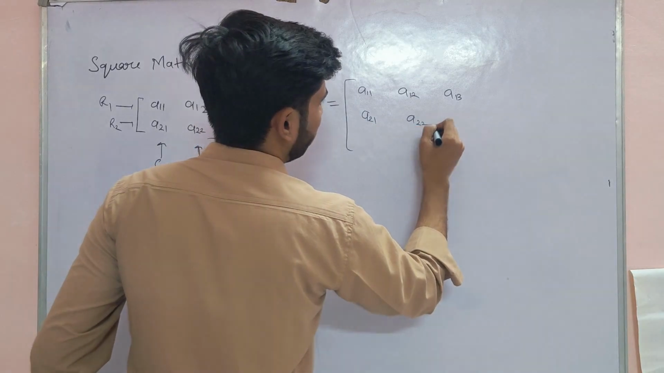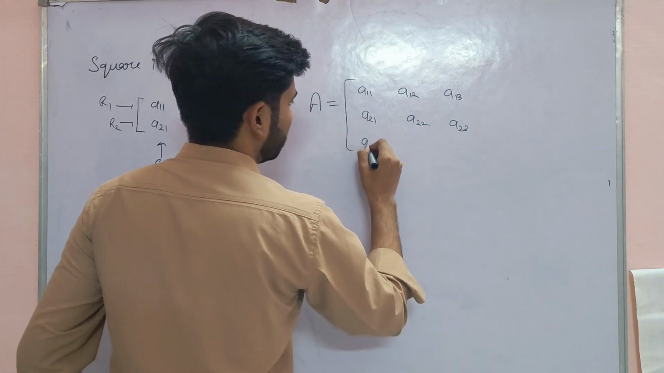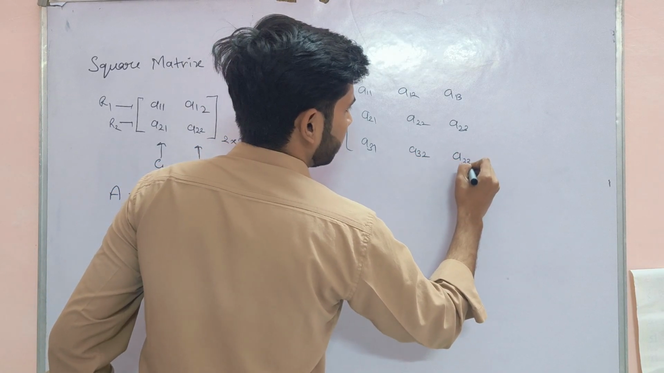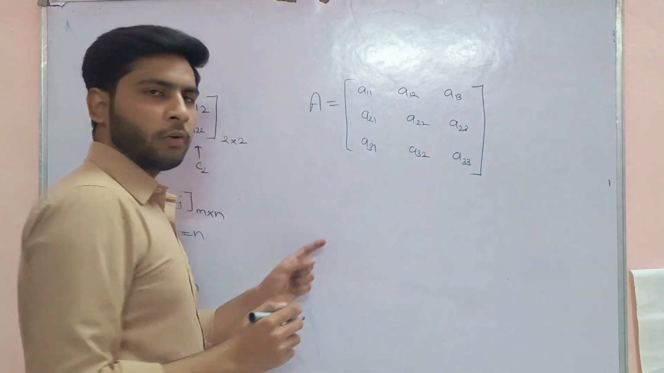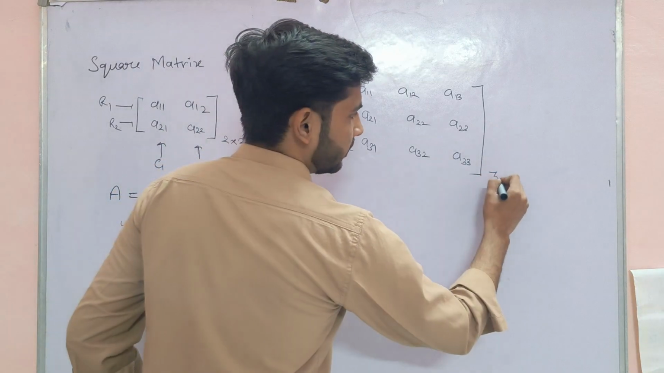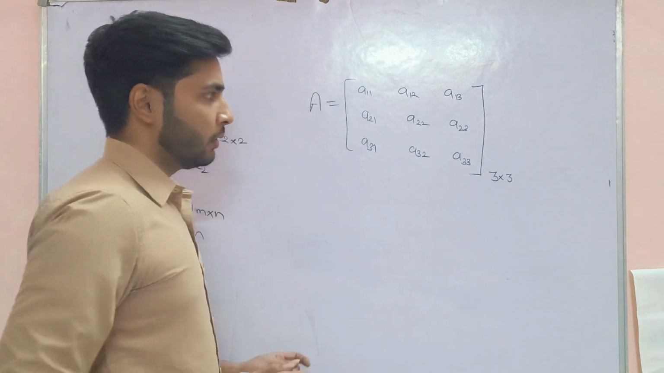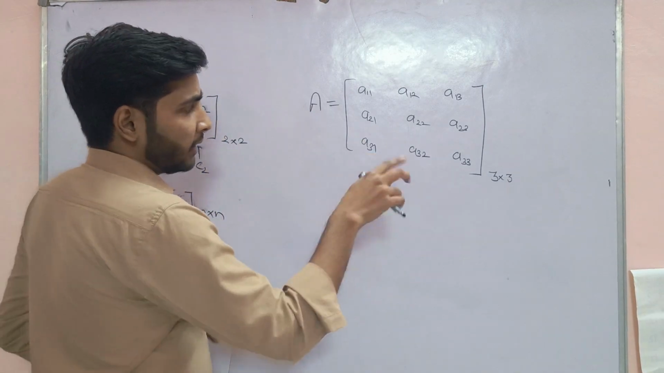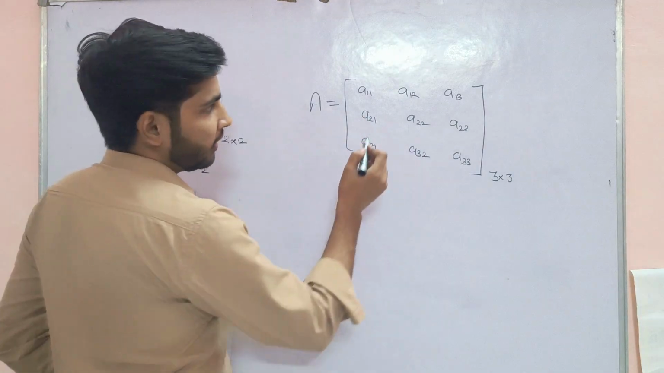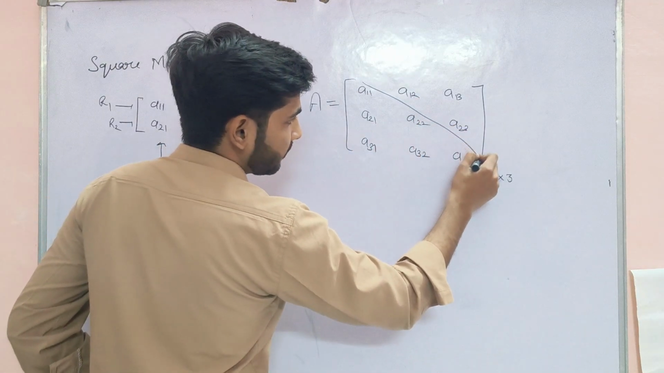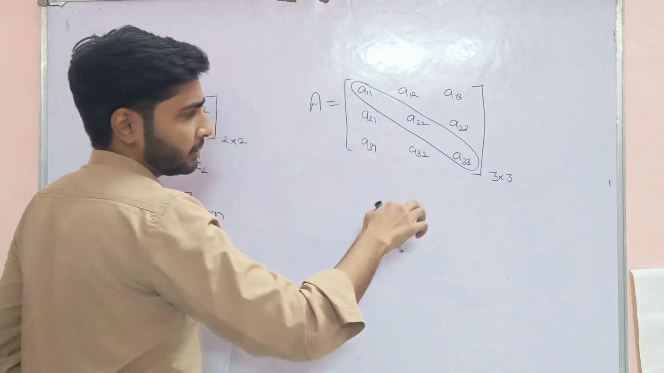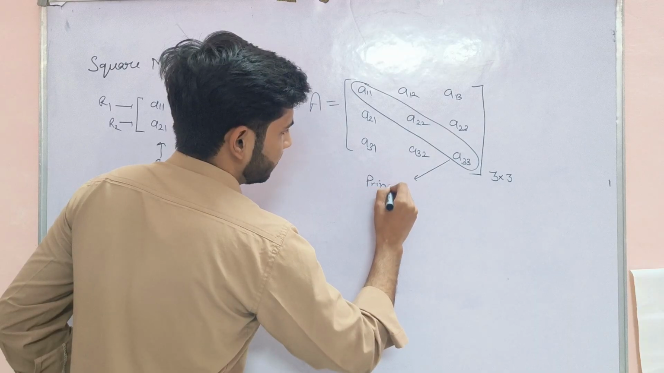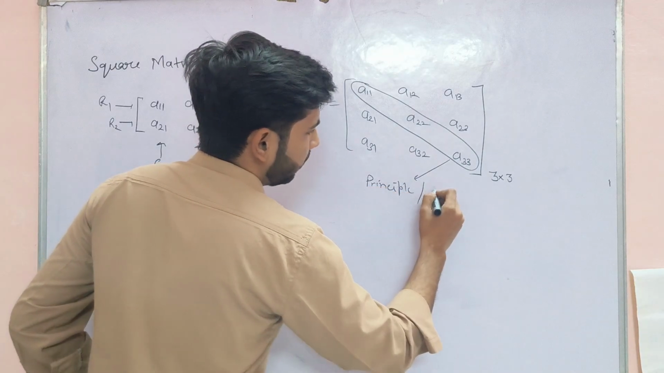A21, A22, A23, A31, A32, A33. So this is also a square matrix of order 3 cross 3. We know a square has two diagonals, but in this matrix we study only one diagonal. This diagonal we have to study. We call this diagonal the principal diagonal or leading diagonal.